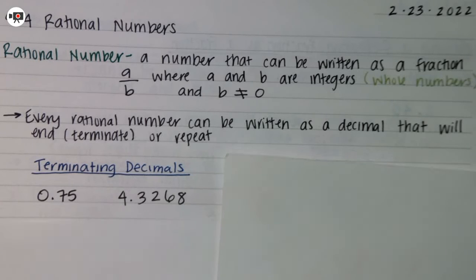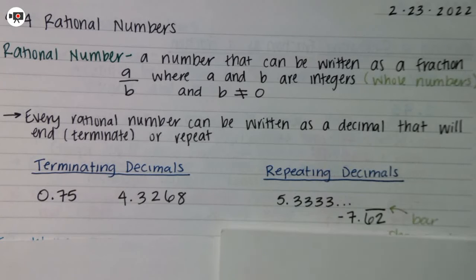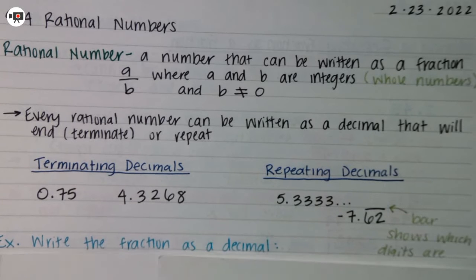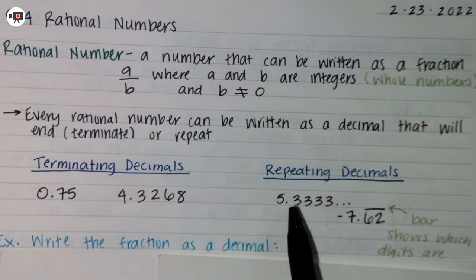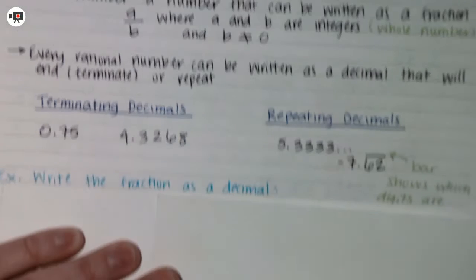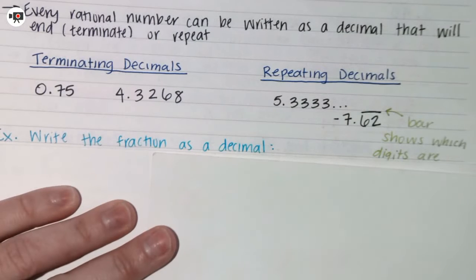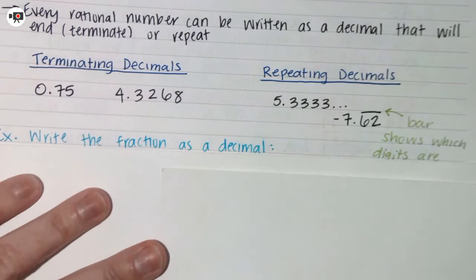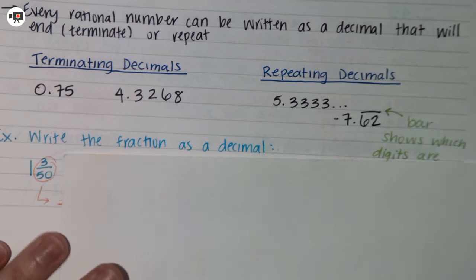So terminating decimals would be like these ones, and repeating decimals would either be written with multiple digits, like 33333, or they would have a bar over it that would show that it is repeating. And the bar only shows which parts are repeating. So we're going to write each fraction as a decimal.